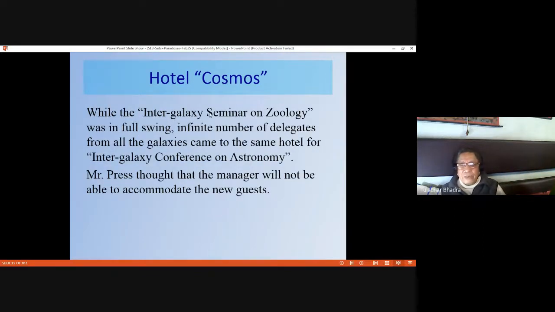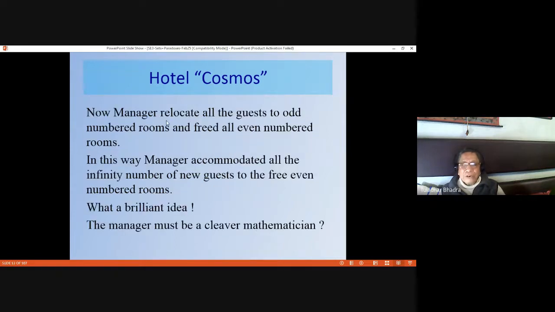While the inter-galaxy seminar on zoology was in full swing, an infinite number of delegates from all the galaxies came to the same hotel for an inter-galaxy conference on astronomy. Mr. Press thought that the manager would not be able to accommodate the new guests. Now the manager relocated all the guests to odd-numbered rooms and freed all the even-numbered rooms. So the previous guests were all put in the odd numbers, and all even numbers became free. In this way, the manager accommodated all the infinite numbers of new guests in the free even numbers.